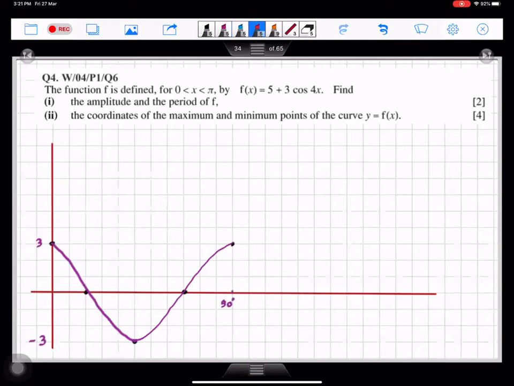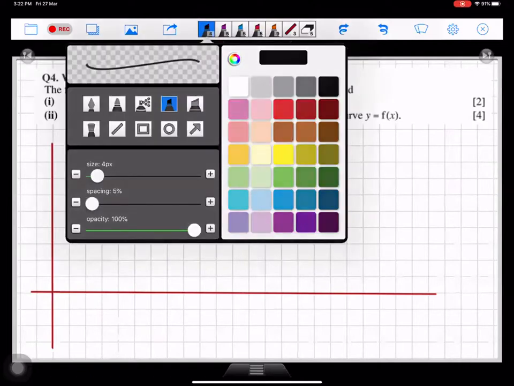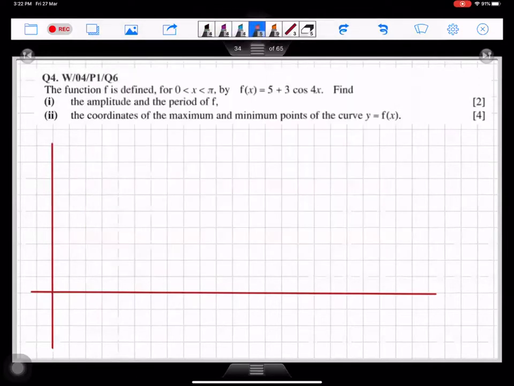So let me continue with this. Therefore, this is like this and like this. I think I just made it a bit wrong. It's like 3 over here. Choose a thin marker. This is 4. Okay, so this is 3, and then 2 units to 90, and then 2 units down. Then 2 units here, and then something here. Now, this is more realistic.